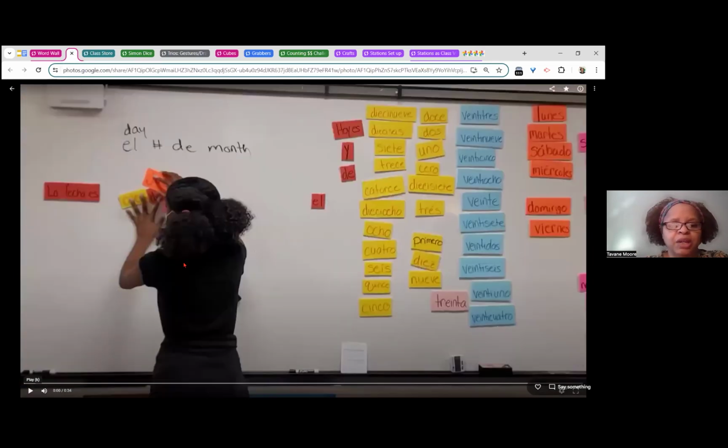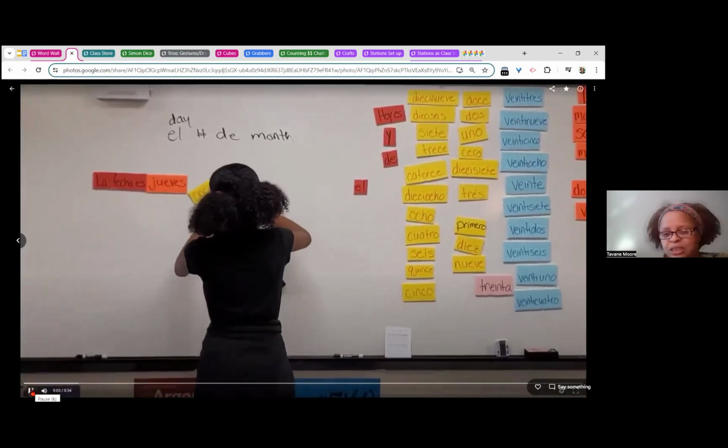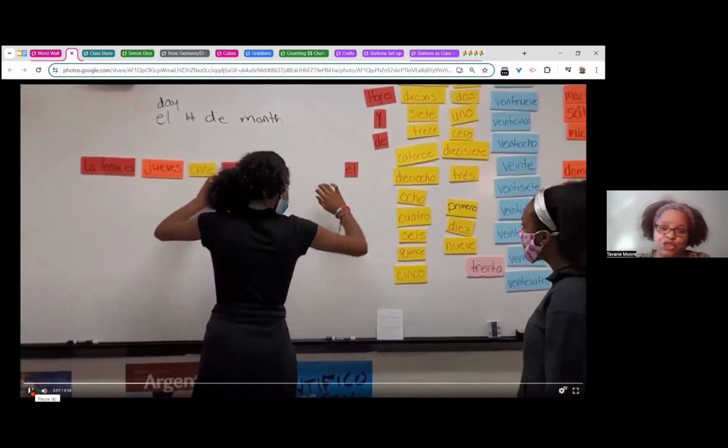And then right here, we have another one. And this is when they were learning the dates. And again, I have the numbers color coded. I have the days here. And I just reuse these throughout the year or throughout the years.